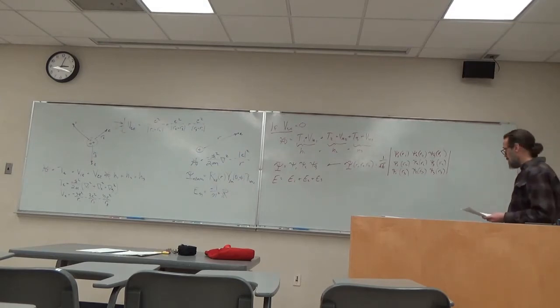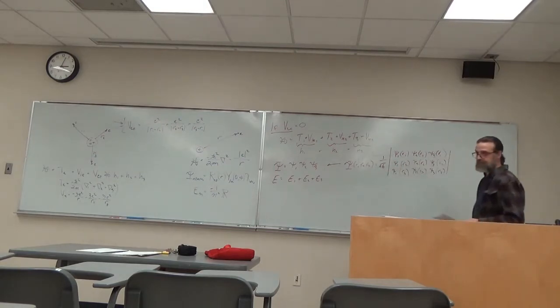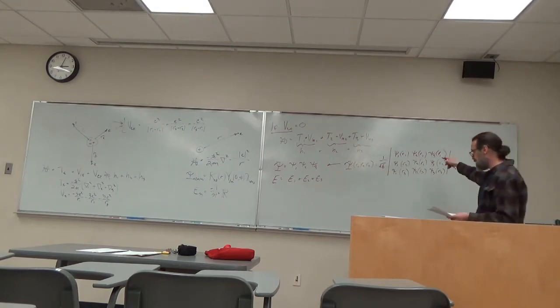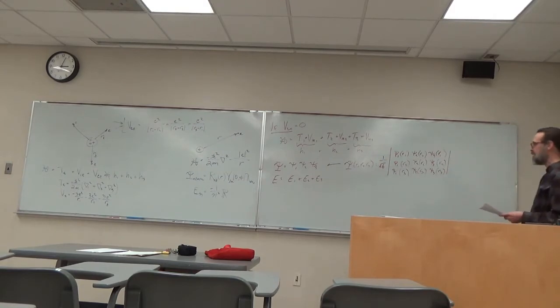Where does the 1 over square root of 6 come from? It normalizes the final determinant, because you're going to wind up with 6 terms in this, and each one will have the same weighting.